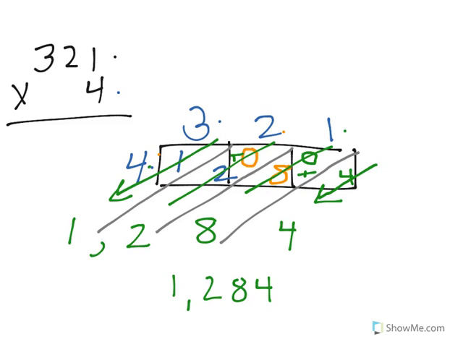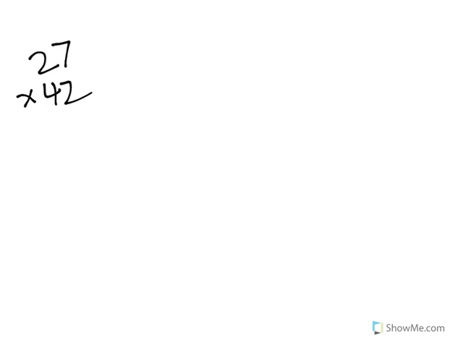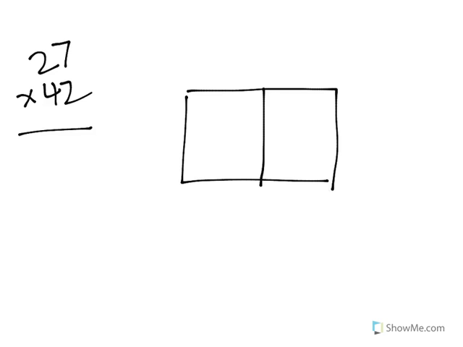Let's look at another example with a larger number. So let's say we have 27 times 42. We are going to draw 2 columns because we have a 2-digit number, but this time we're going to have 2 rows because we have a 2-digit number. So I'm going to start by putting 2 and 7 and then 4 and 2. These represent my factors of 27 and 42.